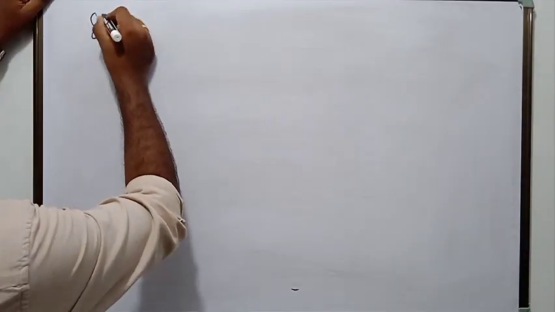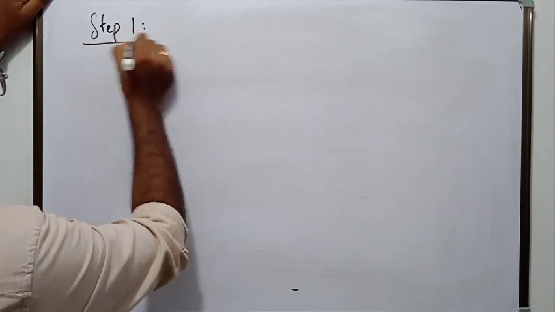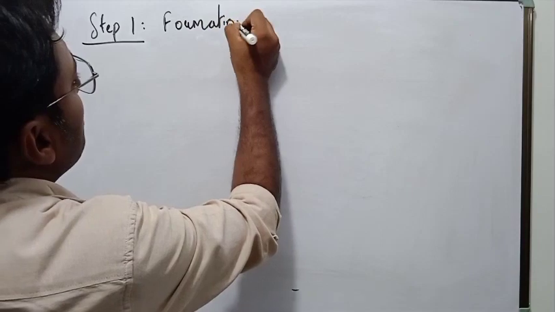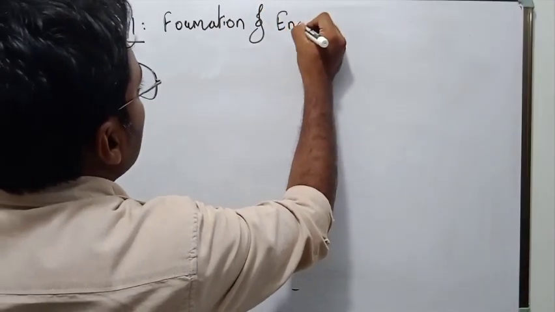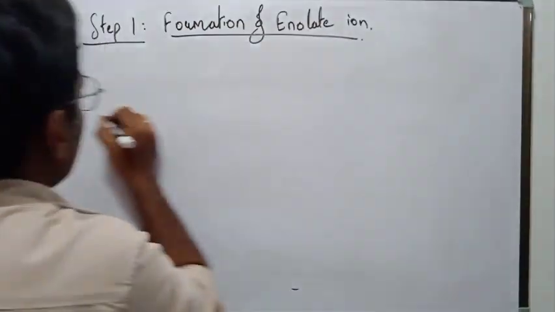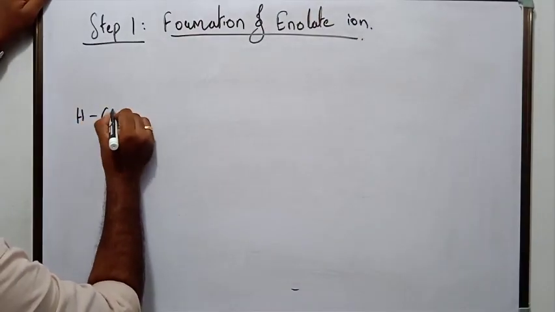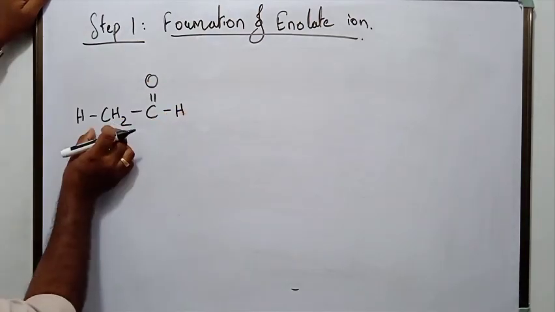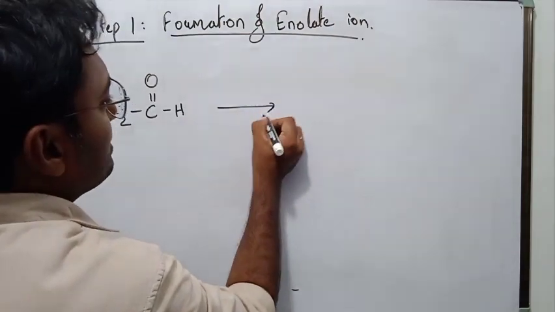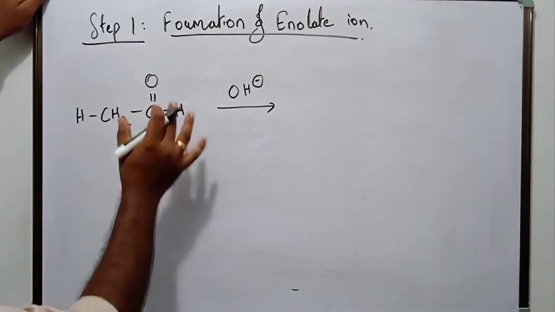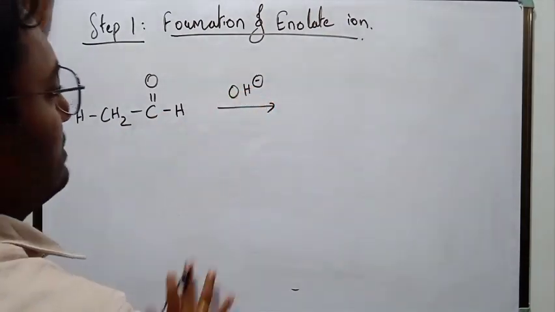It has 2 steps. Step number 1, formation of enolate ion. Enolate ion. Let us see. So I am going to write acetaldehyde like this. I have written CH3. It happens in presence of base, right? OH minus. Now what would the OH minus do in this situation?